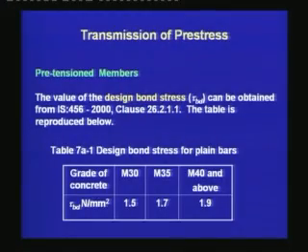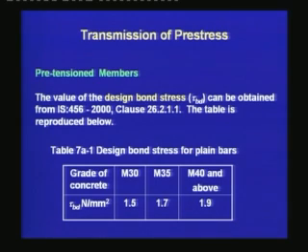The value of the design bond stress tau BD can be obtained from IS 456-2000 clause 26.2.1.1. The table is reproduced below. The design bond stress for plain bars is, for M30 concrete, tau BD is equal to 1.5 Newton per millimeter square. For M35 it is higher, it is 1.7 Newton per millimeter square. For M40 and above, the tau BD is limited to 1.9 Newton per millimeter square.